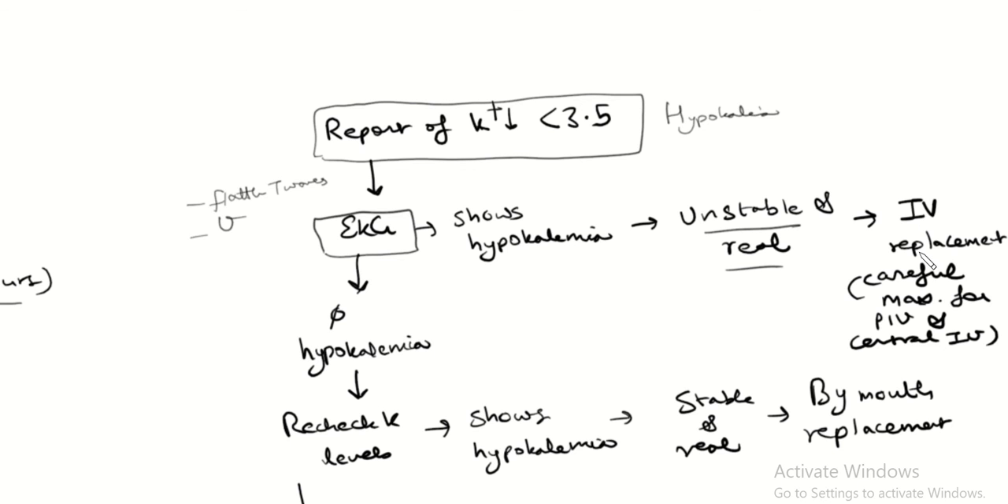I've got to replace it. And when I do replacement, I'm going to do IV replacement because it's unstable. If I give it by PIV, I can't go over 10 milliequivalents an hour. If I have a peripheral IV, that is. If I have a central line, I can't go over 20 milliequivalents an hour. And I replace.